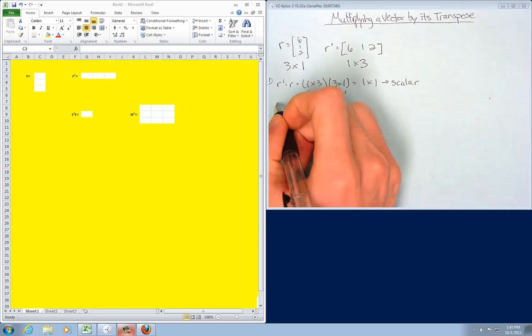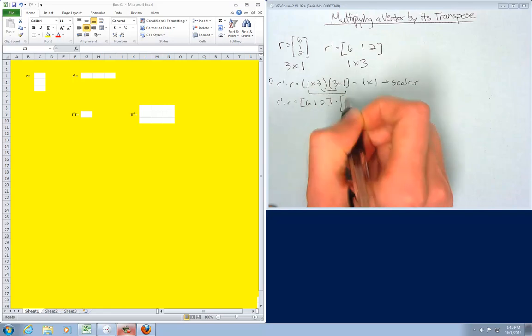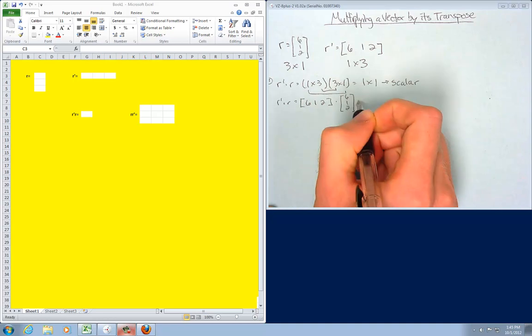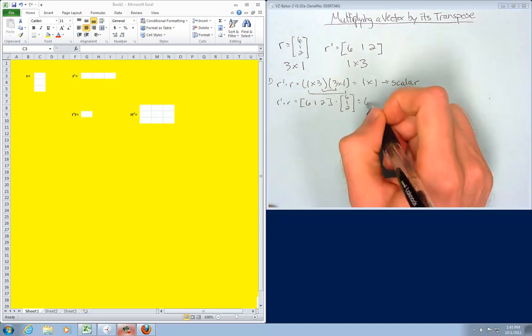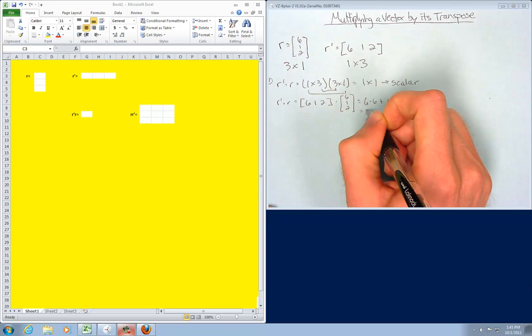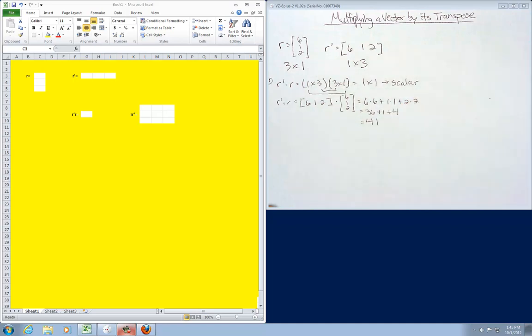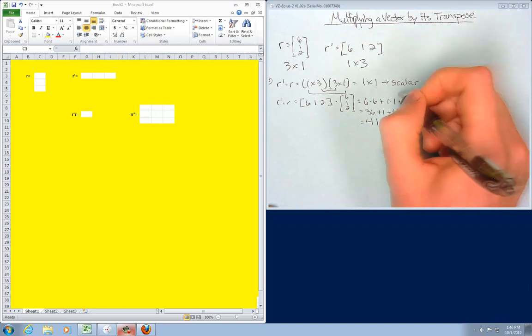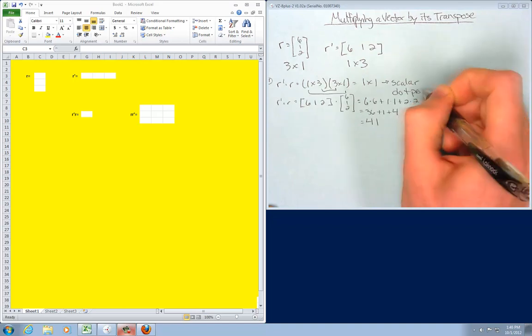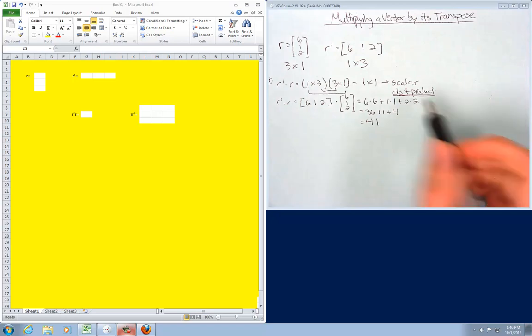So let's demonstrate this. R transpose times R, 6, 1, 2 times column vector 6, 1, 2. And we get 6 times 6 plus 1 times 1 plus 2 times 2. Simplify that, 36 plus 1 plus 4, and that will give you 41, which is a scalar, but we actually call this a dot product. I want you to remember that when you multiply a vector by its transpose, when you pre-multiply the transpose, you get the dot product.